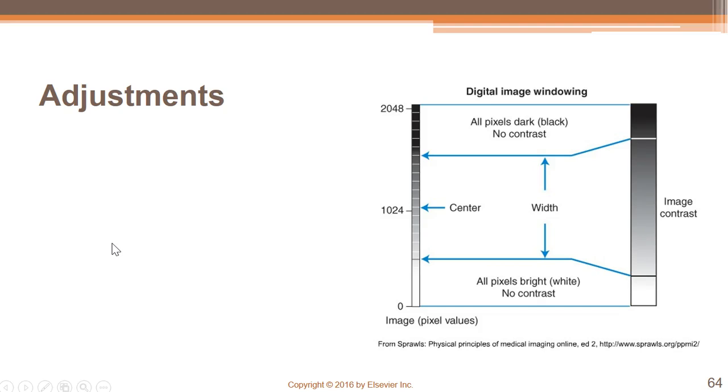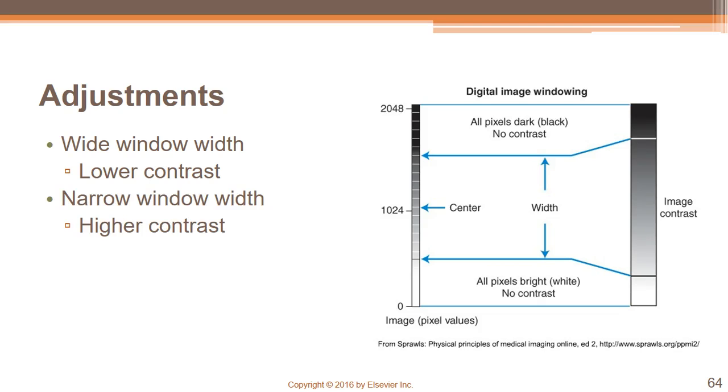When the entire range of densities is displayed, that's called a wide window width. The image has lower contrast or more shades of gray. Wide window width, lower contrast, more shades of gray. When a smaller range of density is displayed, that's a narrow window width. It has higher contrast or fewer shades of gray, more black and white. So wide is a lot of gray. Very narrow is either going to be down here or up here with nothing in between.